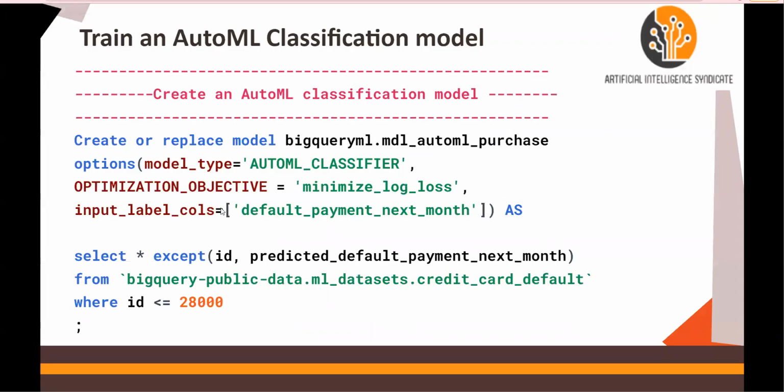Next, we have used minimize log loss. Please feel free to try other optimization objectives too. In this data, we are going to predict the default payment next month for a credit card or not. Let's look at this data.